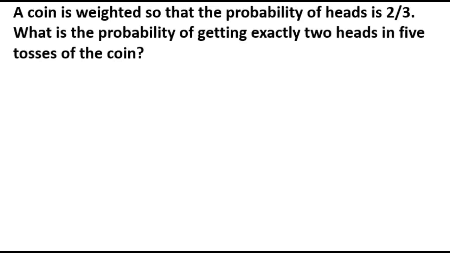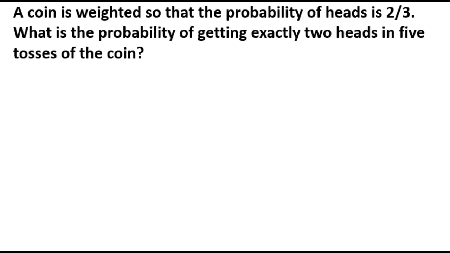It says a coin is weighted such that the probability of heads is 2/3. So it's a weighted coin. It's going to land on heads 2/3 of the time. What's the probability of getting exactly 2 heads in 5 tosses of the coin? If I flip the coin 5 different times, what's my probability that exactly 2 of those times it's going to land on heads? And so let's think here.